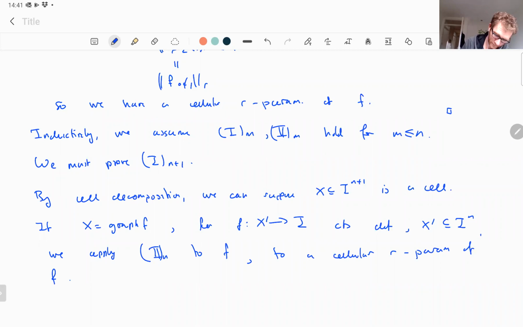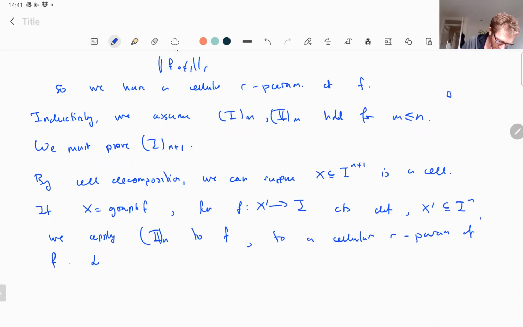So what do I want? I want a cellular r parameterization of x. Well, take one of the parameterizing maps in this phi. What is it? So phi maps some basic cell c prime in I to the n to I to the n.